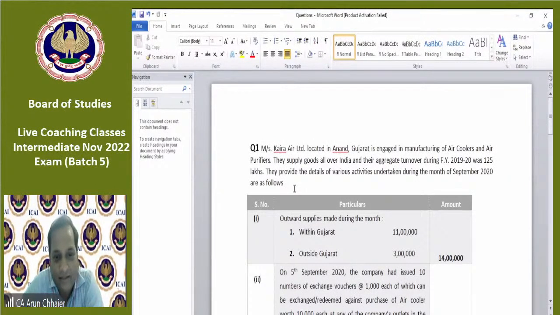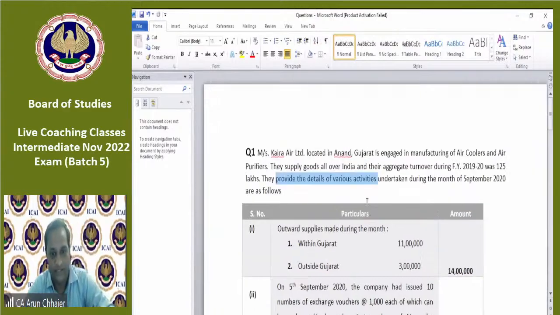Messrs. Kyra Air Limited, located in Gujarat, is engaged in manufacturing of air coolers and air purifiers. They supply the goods on an all-India basis. Their aggregate turnover was rupees 125 lakh. They provide the details of the various activities undertaken during the month of September as under.